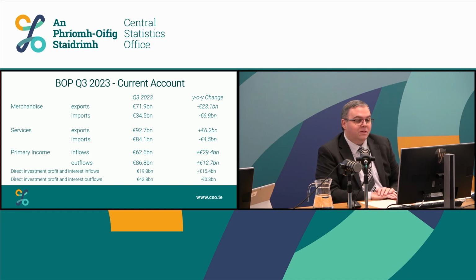Our primary income inflows are 62.6 billion euros, up 29.4 billion on last year, and our outflows are 86.8 billion, up 12.7 billion on last year. Within these, our direct investment profit and interest inflows are 19.8 billion, which are up 15.4 billion on last year, and outflows are 42.8 billion, down 0.3 billion on last year.